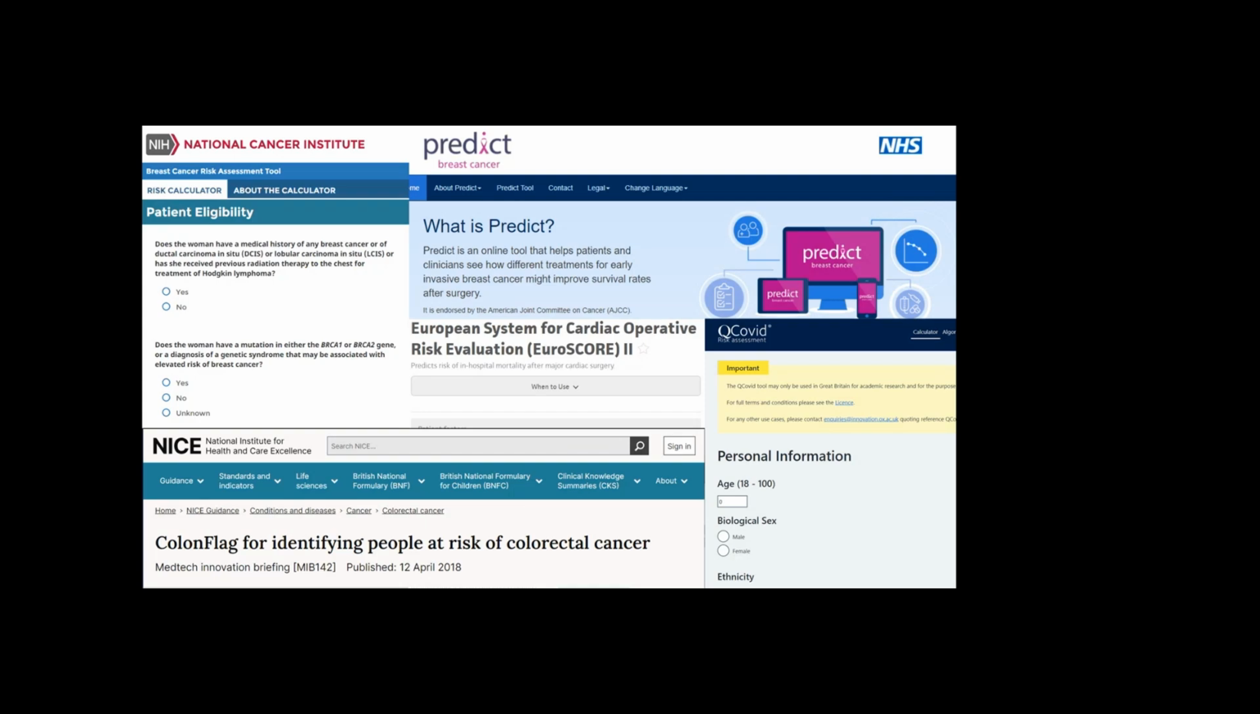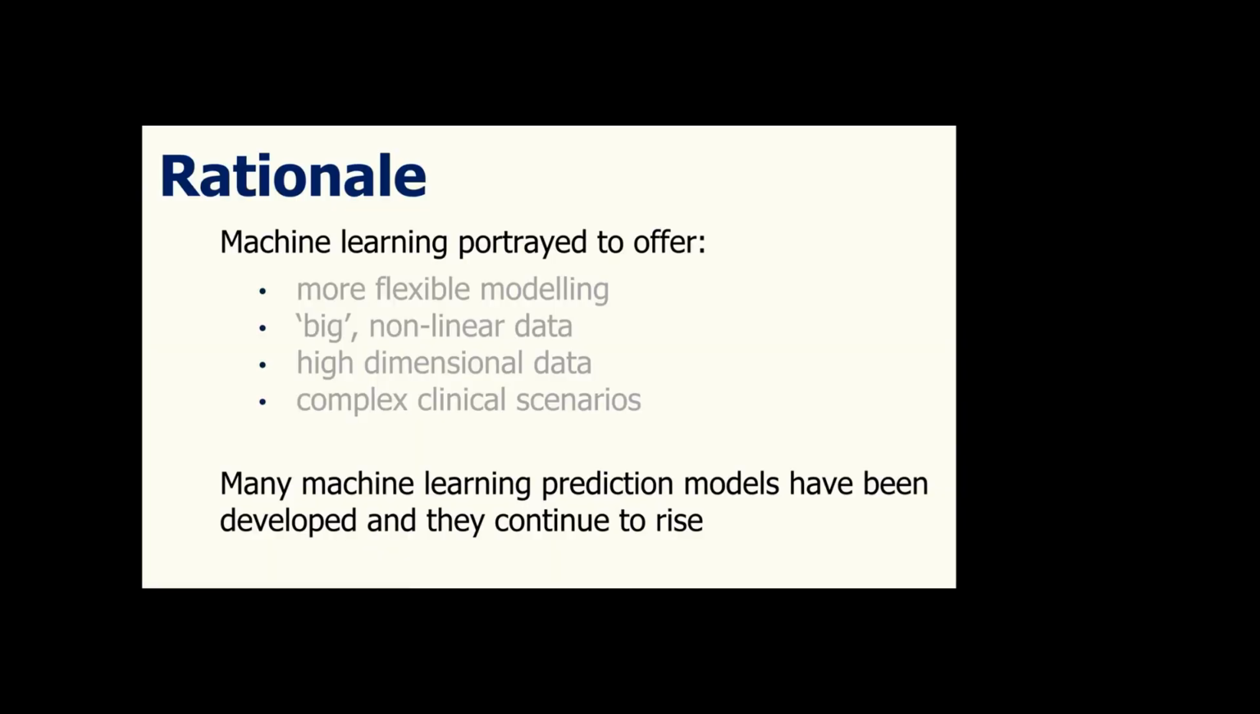Till a few years back, we were thinking about prediction models in the realms of statistical regression models being used to develop them. But as of late, there's been a great rise in using machine learning, thinking that it offers more flexible modeling, being able to handle big, nonlinear, high dimensional data sets, and more complex clinical scenarios. Many machine learning prediction models have been developed, and they're continuing to rise at quite some speed.